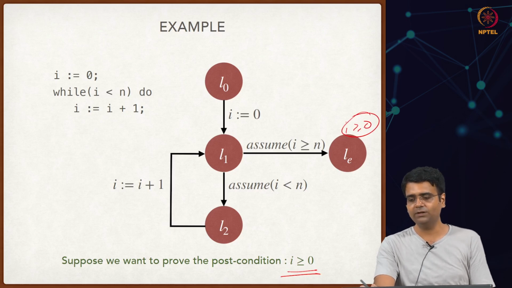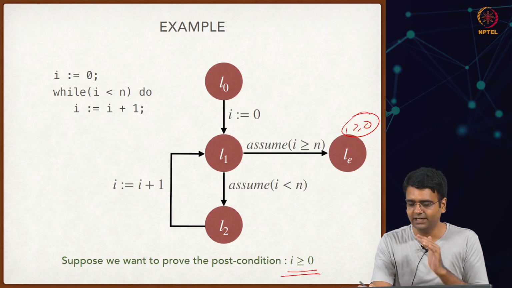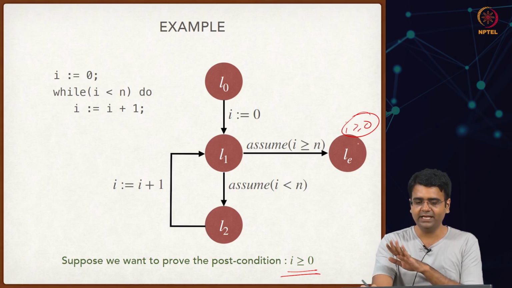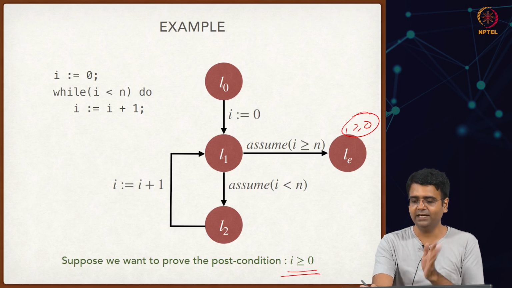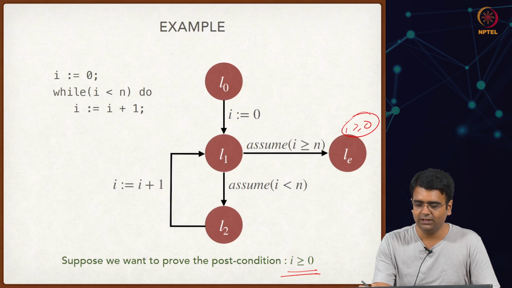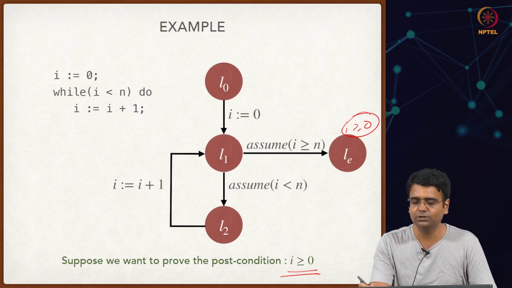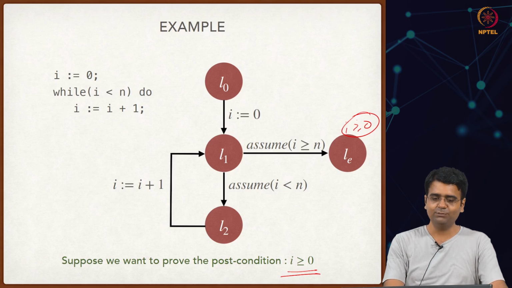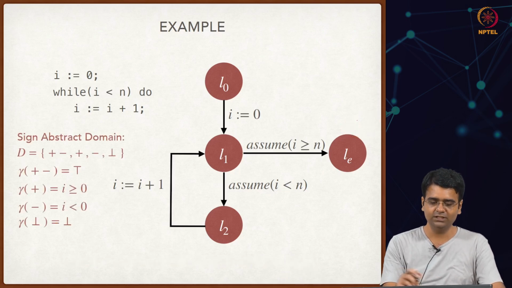I don't care about the exact values of I at the end location, but all I want to know is that in every execution of this program at the end location LE, the value of I must be positive. Any execution which terminates must terminate in a program state where the value of I is positive. In order to verify this particular post condition, I am going to introduce an abstract domain which I call the sign abstract domain. Since I am only interested in whether the variable is positive or negative, I am only going to maintain the sign of the variable I.